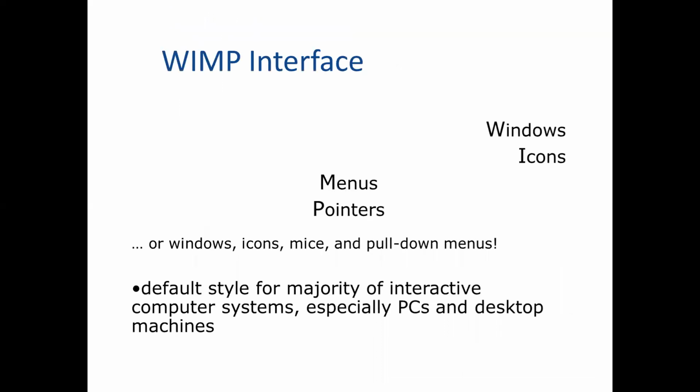Now it is the WIMP interface: windows, icons, menu, pointer, and it is very easy to use. Examples of WIMP interfaces are Microsoft Windows for IBM PC compatibles, Mac OS for Apple Macintosh compatibles, and various X Windows-based interfaces for Unix. It is the default interface style for the majority of interactive computer systems in use today, especially in the PC and desktop workstation arena.